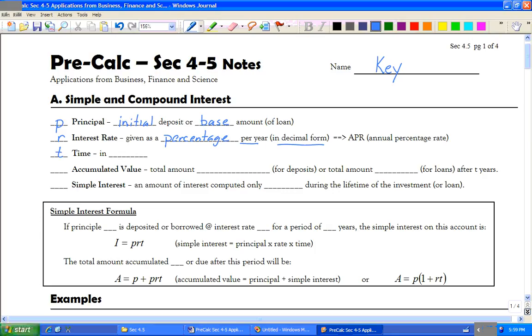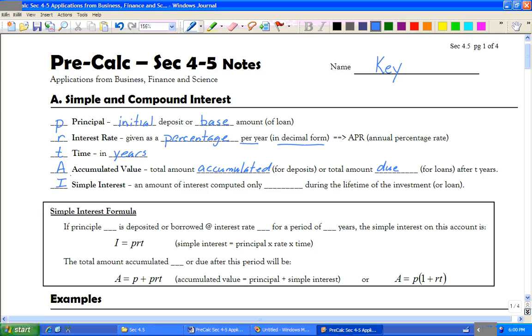Lowercase t is time in years. Capital A is the accumulated value. So on a deposit, it's the accumulated value. For a loan, it's your total amount due.